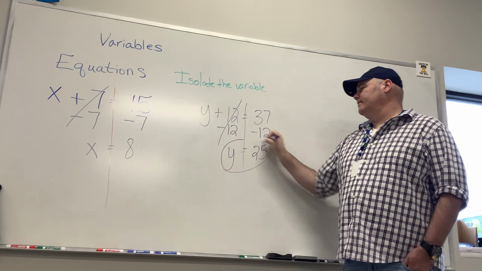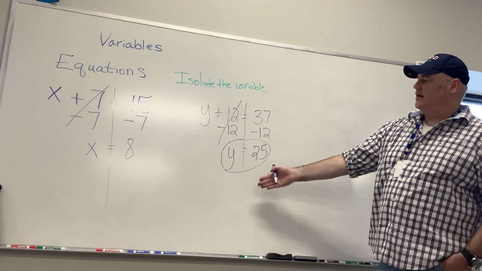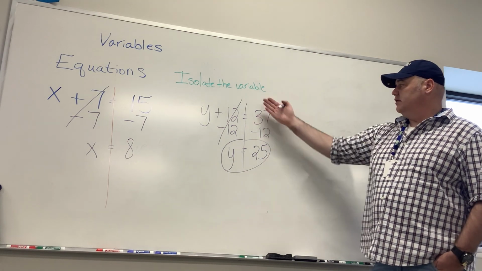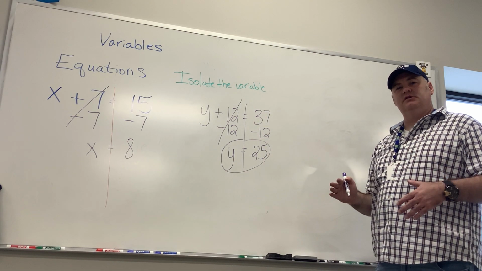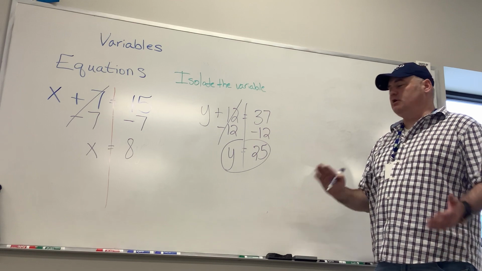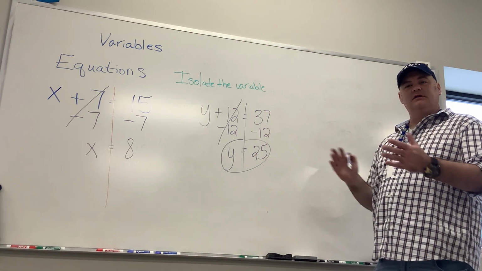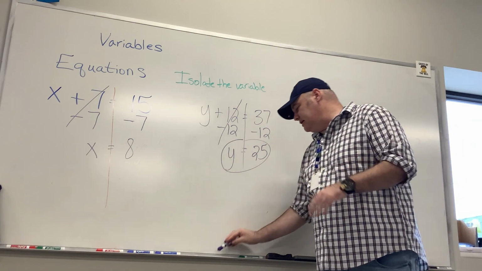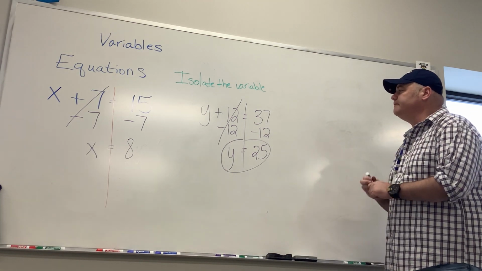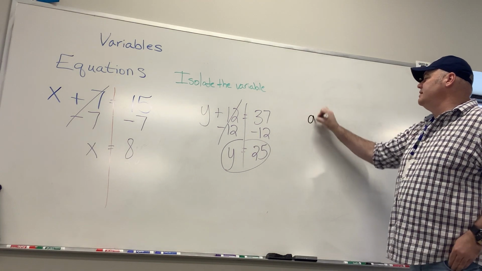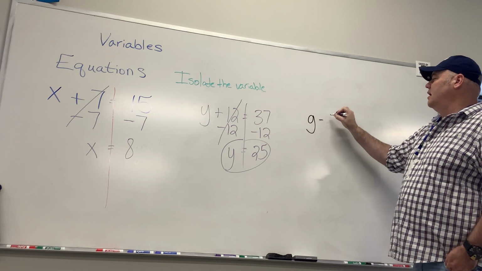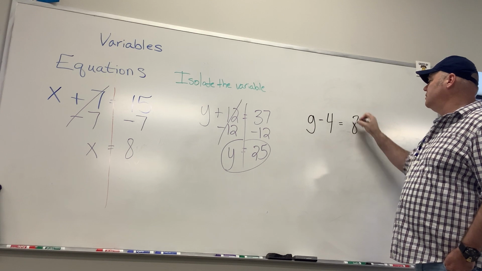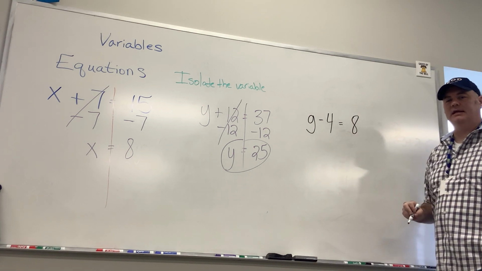Okay? And that's where, you know, I don't always draw, I definitely don't when I'm doing the problems myself, draw that line, but I think it helps at first to see that fence, to know that you're working with two sides of the problem, okay? Let's do another one, except this one I'm gonna change it up just a little bit. Okay, g minus 4 equals 8.